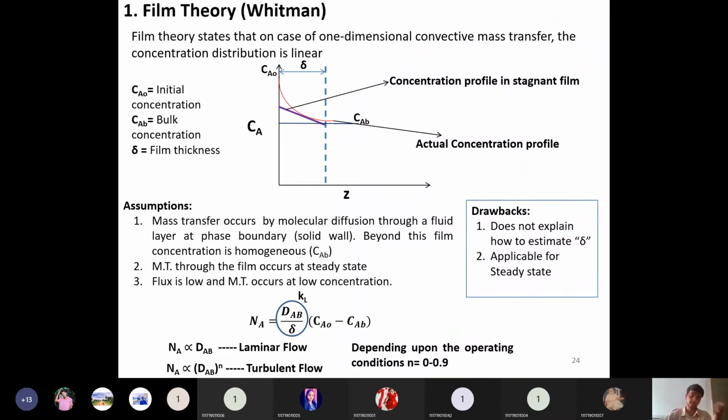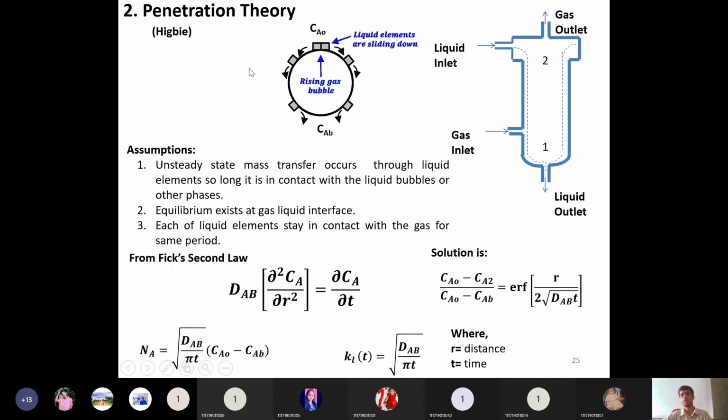For example, in the 10th class, you might have seen Bohr's atomic theory, and many theories will be there in physics. Similarly, one theory has some drawbacks. That's why the next theory comes up. Similarly here also, this film theory has some drawbacks. Because of these drawbacks only, the next theories are coming. So this theory is called Higbie penetration theory.